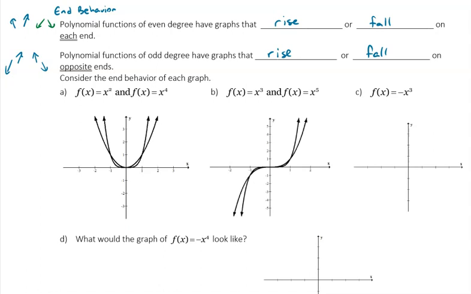So for example, for part A, we have x squared and x to the fourth both graphed. If you notice, both of those have an even degree, and on both ends, they are going up. For part B, x cubed and x to the fifth, for that one, if you notice, it's going down to the left and up to the right. That's because both of those have an odd degree, so if one side is falling, the other side should be rising. If we look at the graph of negative x cubed, so if x cubed looks like this, then negative x cubed just means it'd be flipped upside down, so it's going to look something like that.